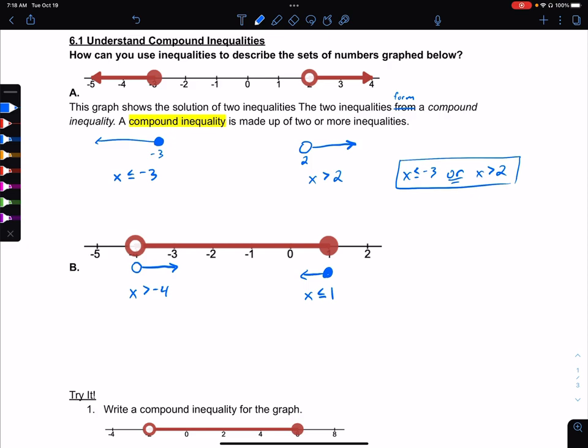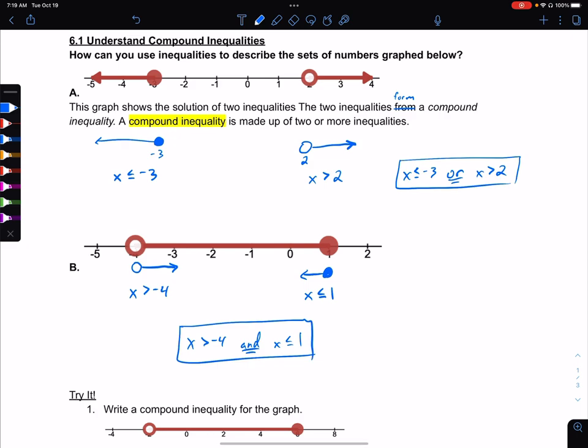In this example, my numbers fall in between, and it matches up both of them. So if I have a number here, let's say -1, that -1 satisfies x is greater than -4, and it satisfies x is less than or equal to 1. So since it satisfies both of them, an inequality like this is actually an and statement. So we would say that x is greater than -4, and x is less than or equal to 1.